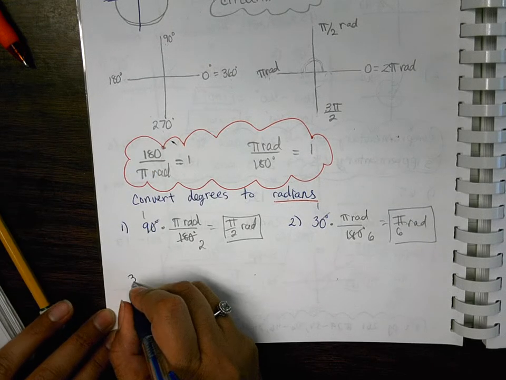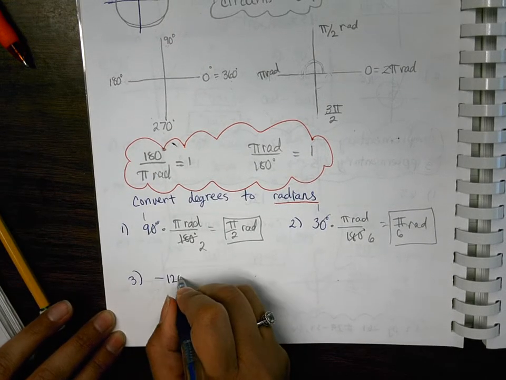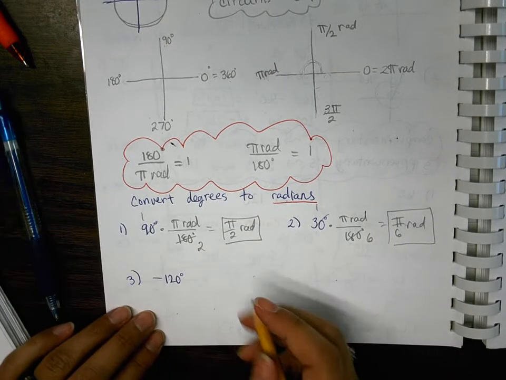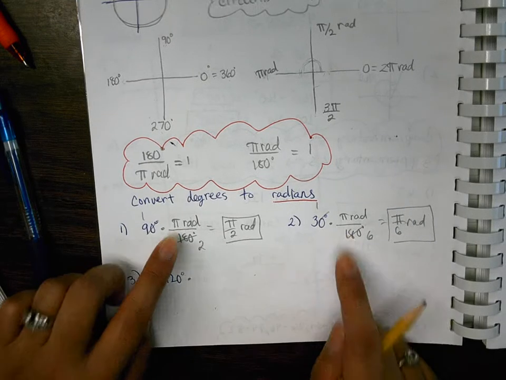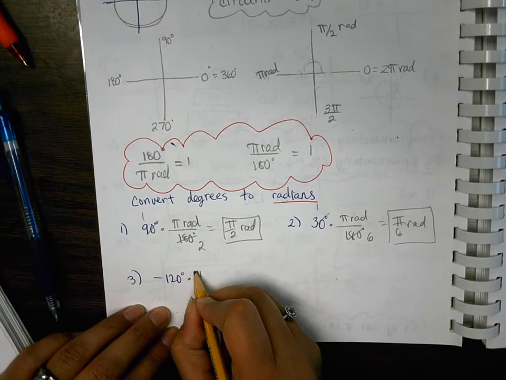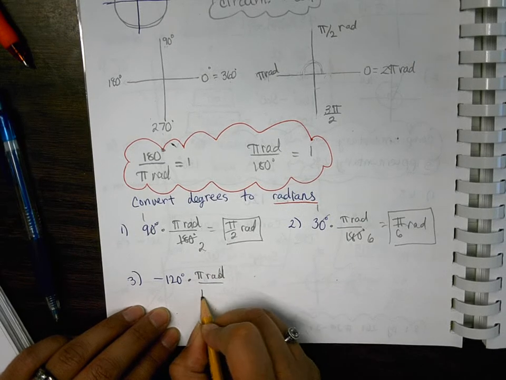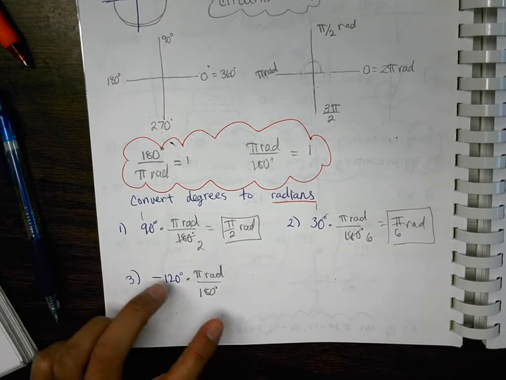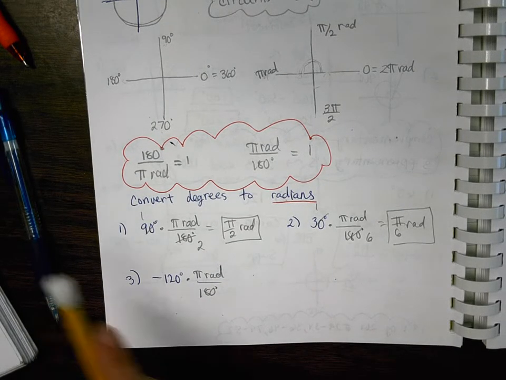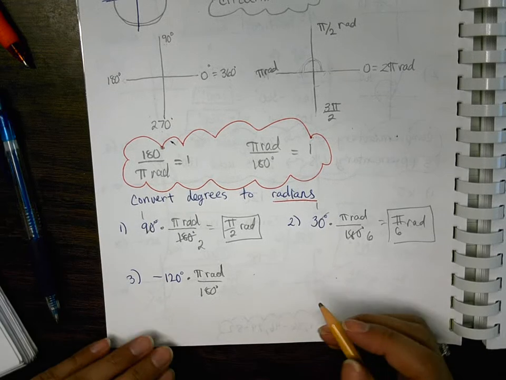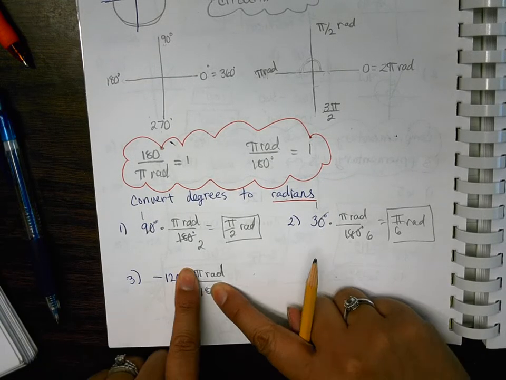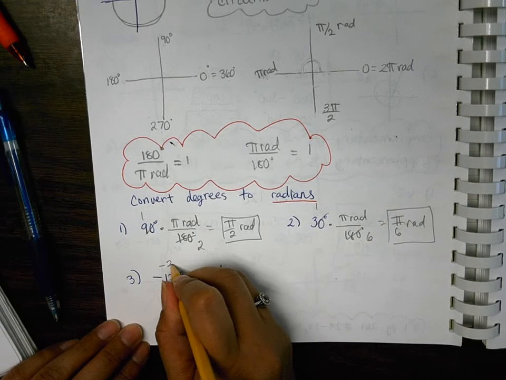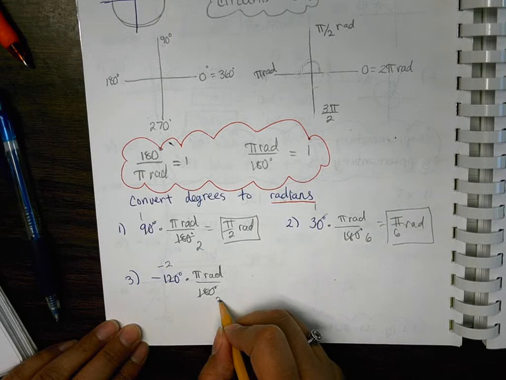Number 3. Negative 120 degrees. Same thing. I'm still changing to radians. So what will I multiply by? Pi radians over 180. Do you guys see that I'm still doing the same type of problem over and over? Yeah? All right. So think of the degrees as reducing. And does 120 and 180 reduce? Yes? Cross out the zeros at the end. What goes into 12 and 18? 6. So negative 120 becomes negative 2, and 18 becomes 3.